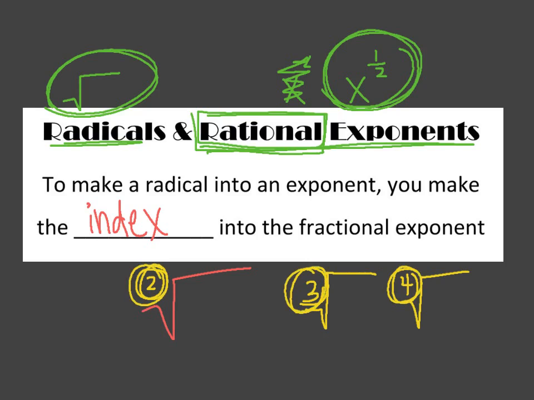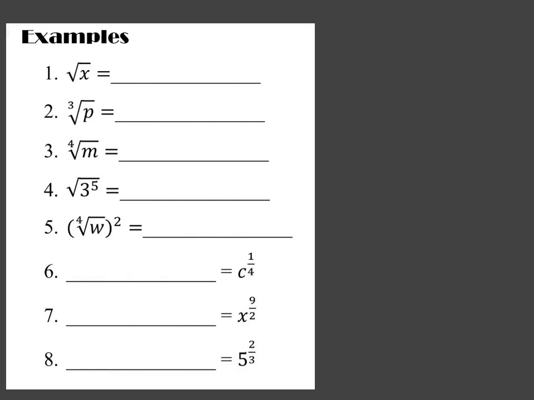So let's actually put this skill to use. It's going to help us when we simplify to know how to make radicals into exponents, because we have all these wonderful rules about exponents, so it's going to be helpful for us to be able to use those rules. So when I look at question number 1, I have a radical. My radicand here is an x, and my index, well, there's nothing over here, so remember that means it is a 2.